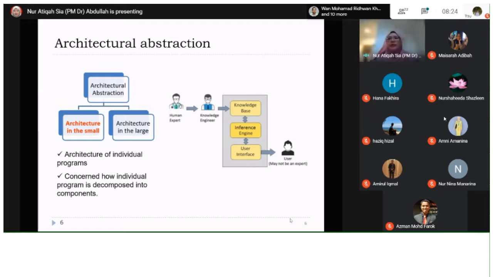Okay, it's abstraction. Let's say diagram here. Okay, can you see what is actually the system? Can you name me the system? Kalau kat sini.